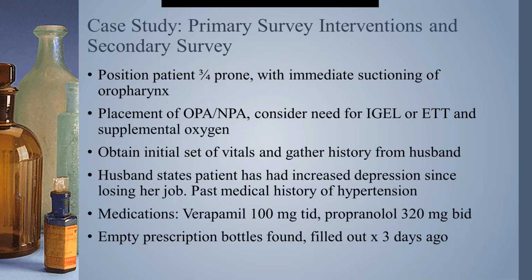Obtain an initial set of vitals and gather history from the husband. Husband states that the patient has had increased depression since losing her job. She has a past medical history of hypertension. Medications: verapamil 100 milligrams 3 times daily, and propranolol 320 milligrams 2 times daily. She has, on her cabinet next to her bed, empty prescription bottles, which were filled about 3 days ago.